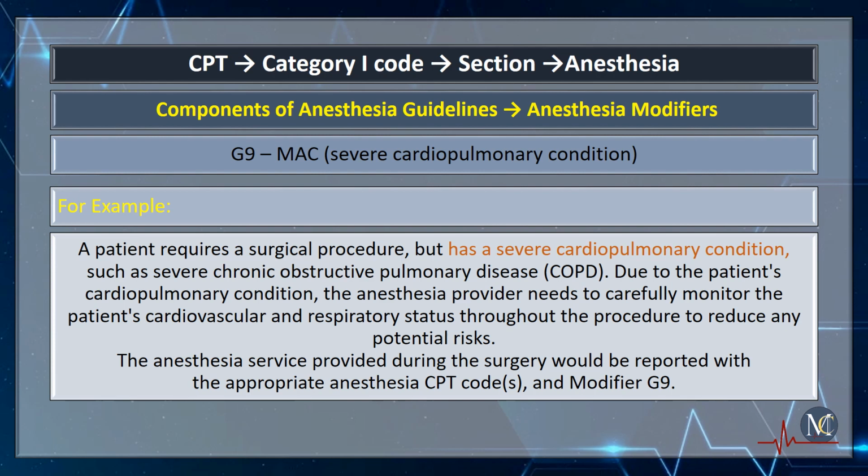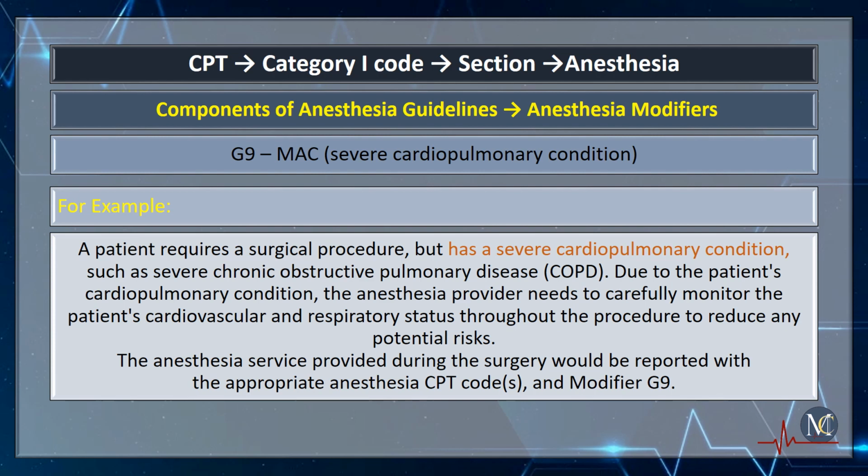Modifier G9. Modifier G9 is used to indicate that monitored anesthesia care was provided for a patient with a severe cardiopulmonary condition. Such conditions involve specialized anesthesia monitoring and management to ensure the safety and well-being of patients with significant cardiovascular or respiratory issues.